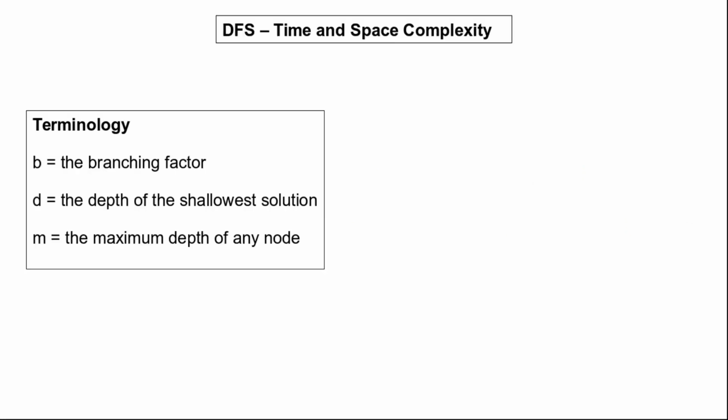Now let us talk about the time and space complexity, and for that we will introduce a few terms. The first term is b, which represents the branching factor, and we have seen in one of the earlier classes what we mean by branching factor. Then we introduce the term d, which means the depth of the shallowest solution, and we introduce the term m, which represents the maximum depth of any node.